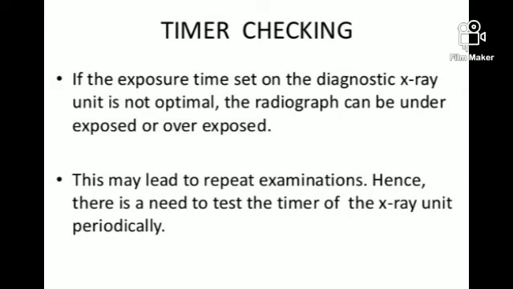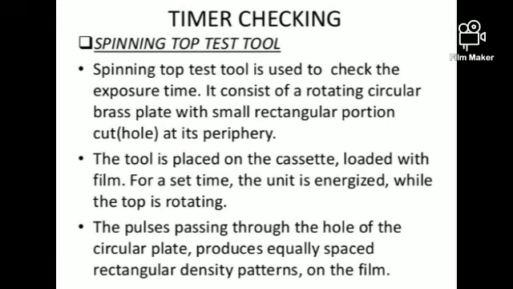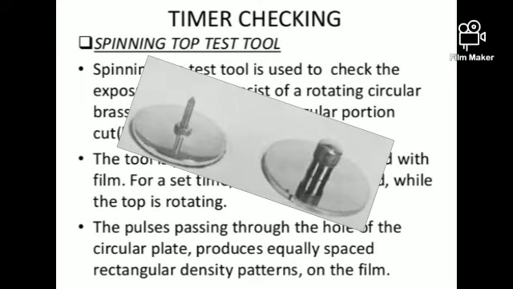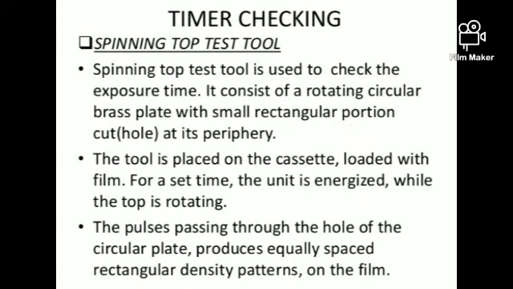Keep that in mind. This test is done periodically, once in 3 months, and basically we use the spinning top for this test, and also something called the Wilkinson test. To check the timer accuracy, we require a special device called a spinning top or Wilson coin tool. We will talk about the most used device, the spinning top. It is a motorized system, and the top is made of brass and has a small hole. During the exposure the top is allowed to rotate, and we record how much time the film requires to expose.